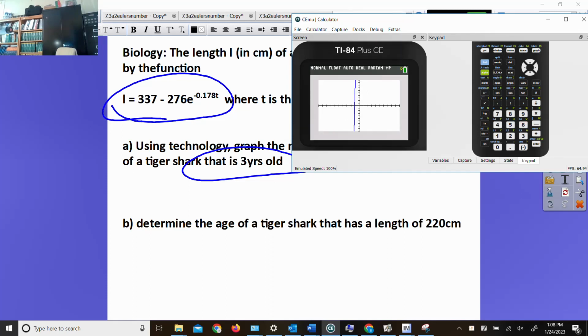You're not gonna see anything. How do you think you should look? Anybody got a rough idea? 337, take away something, isn't it? That means the top of this graph is going to be at 337. So look up like 350, 400. I'll do 400. Window, Ymax, 400. Graph.